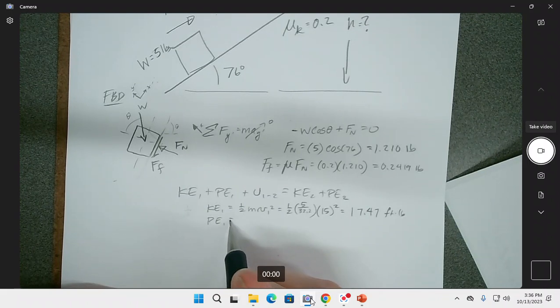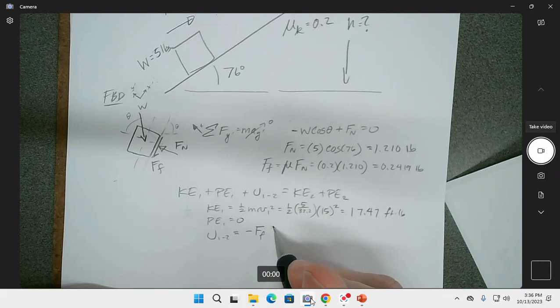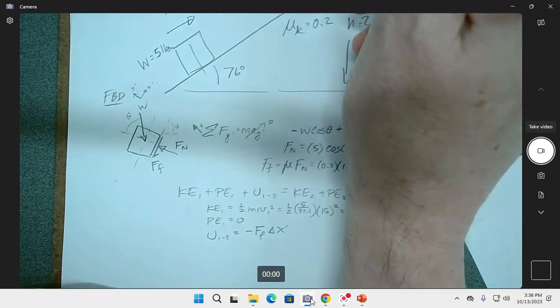PE1 is 0. U1 to 2 is going to be equal to negative friction times delta x prime. Right? That's that distance.